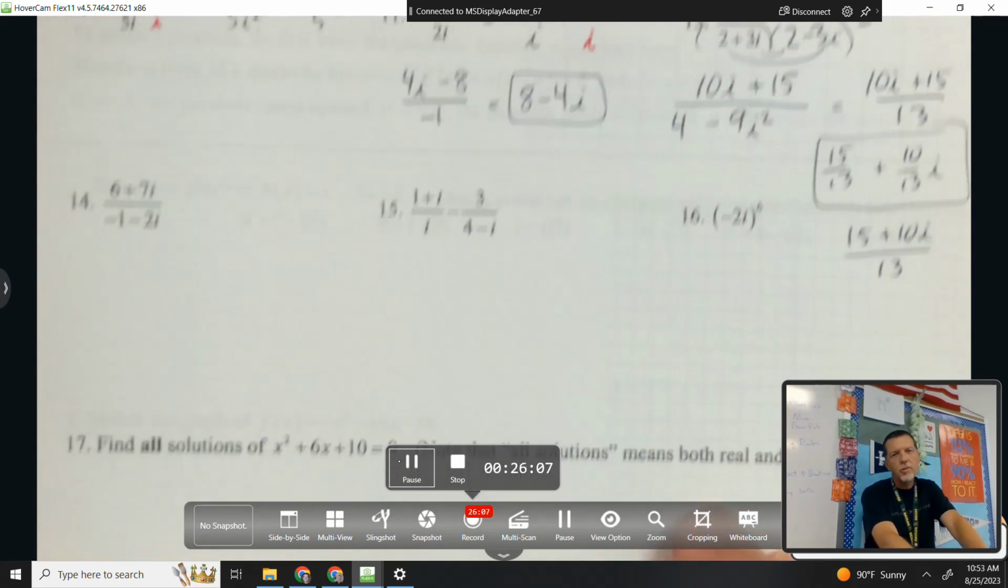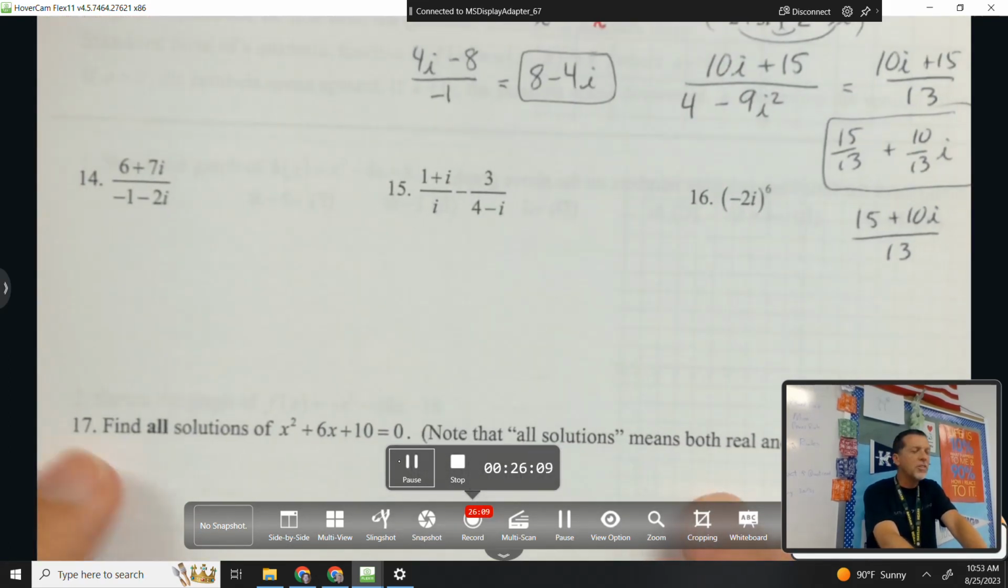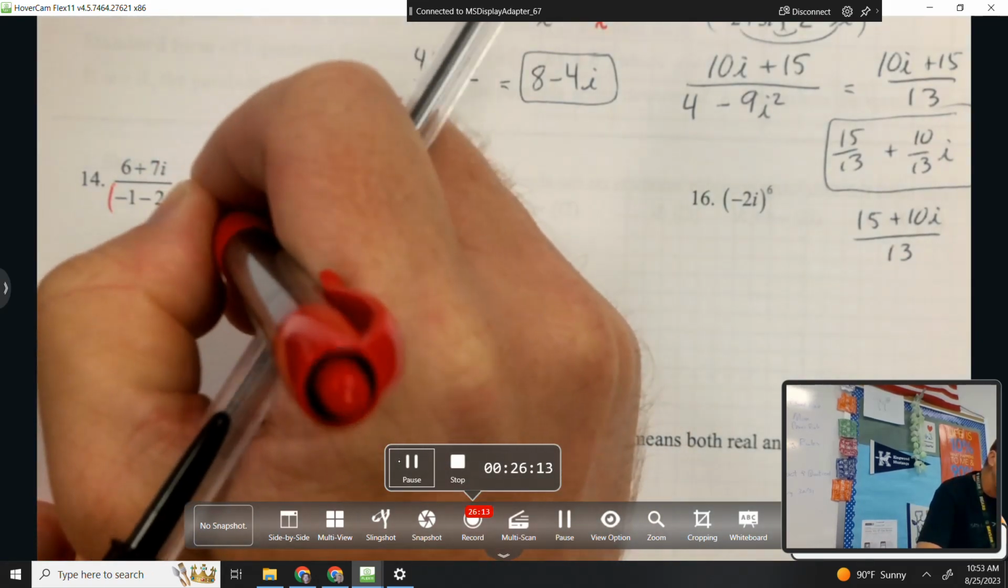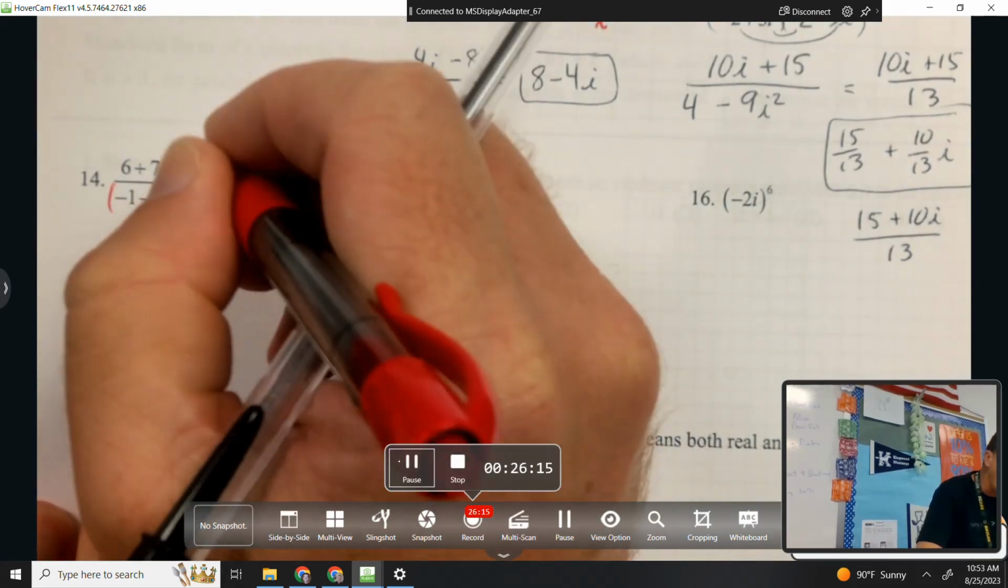All right, 14 is kind of the same. Let's skip that one. Well, just tell me what you would multiply by, and then we'll skip it. Yeah, -1 plus 2I, top and bottom.